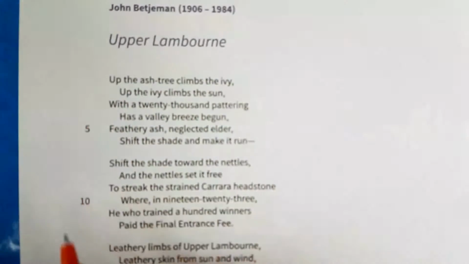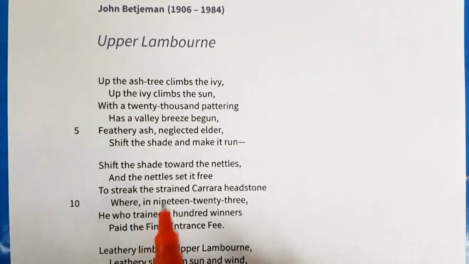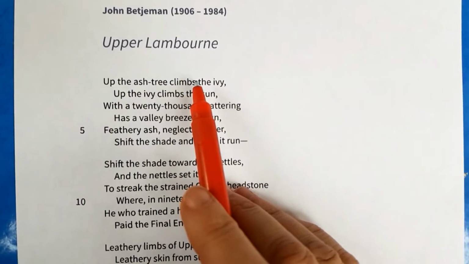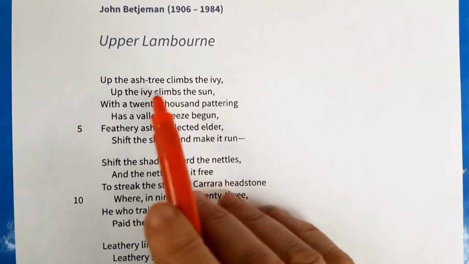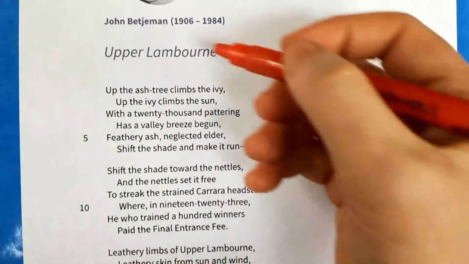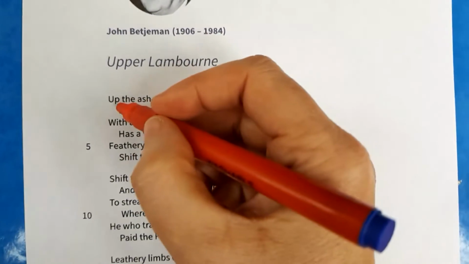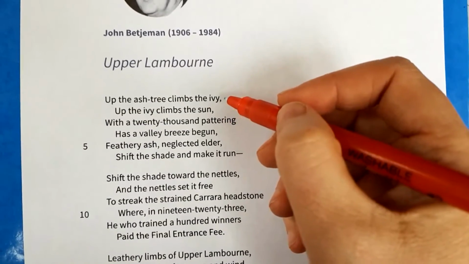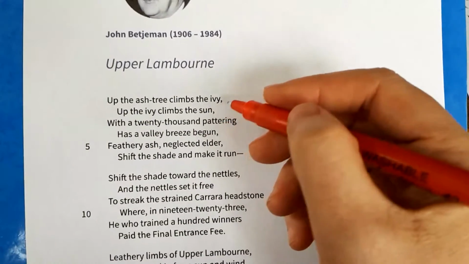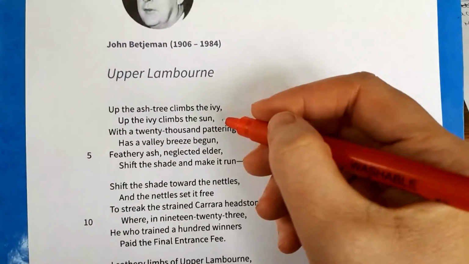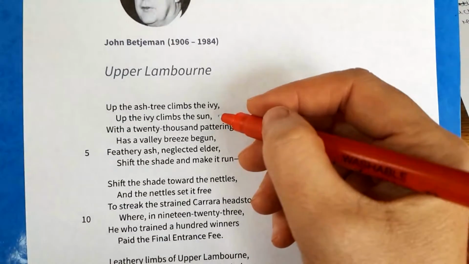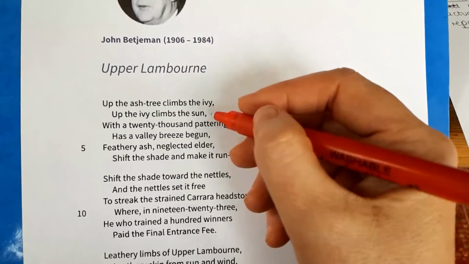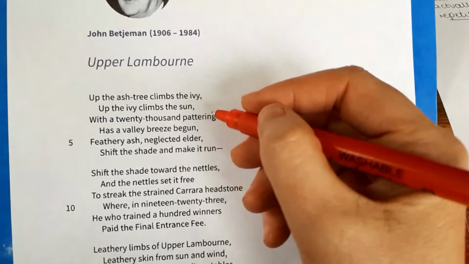So I'm going to say that in order to create a snapshot of a beautiful England, he uses this. It sounds like a nursery rhyme to me. Up the ash tree climbs the ivy, up the ivy climbs the sun. It's got a very beautiful, gentle, wistful tone there, and brings back a little echo of a nursery rhyme.